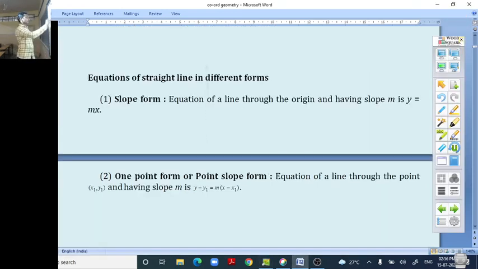Next, as we study slope, there are different forms of the lines. So, different forms of lines. The first one is the slope form of the line.